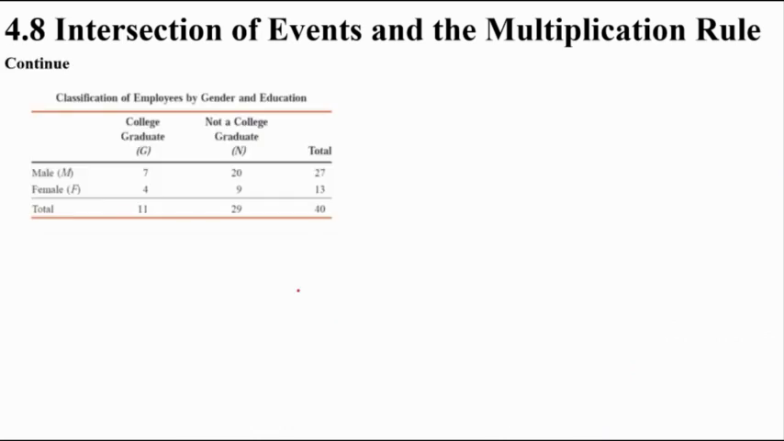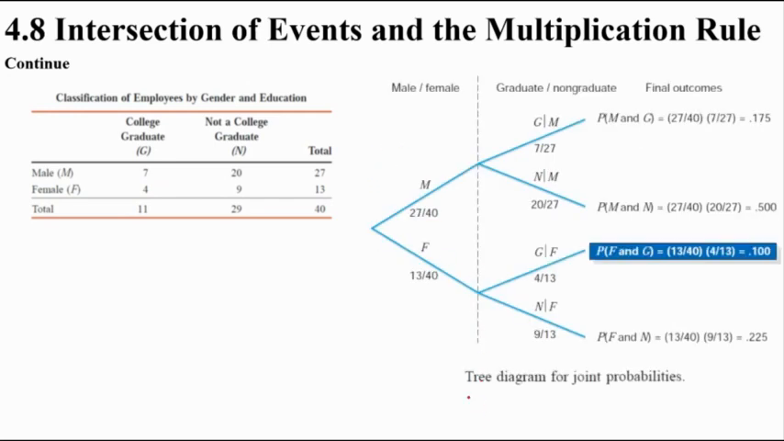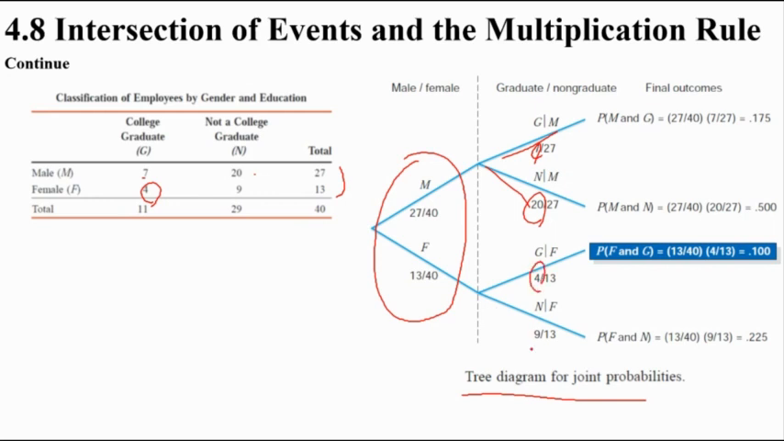Alright, using the same table, can you make a tree diagram? A tree diagram is much easier to understand. Look at it: first of all, male and female, 27 and 13. Among males, 7 are graduates and 20 are not. Among females, 4 are graduates and 9 are not. The 27 is because males are 27, and the 13 is because females are 13.